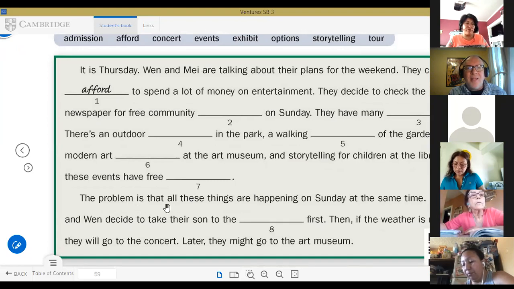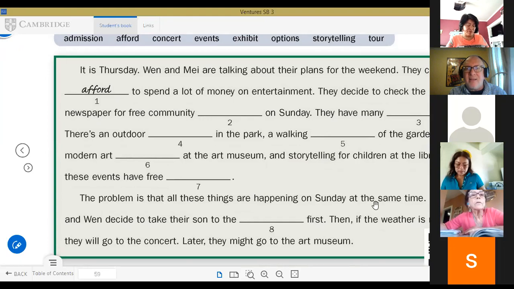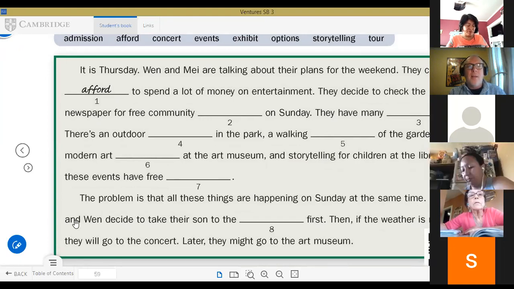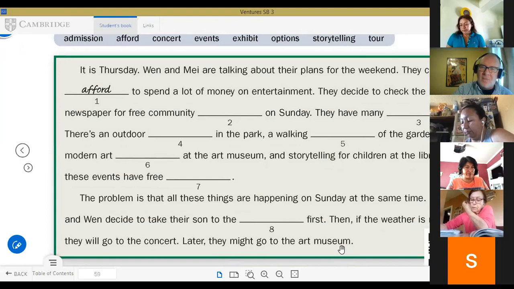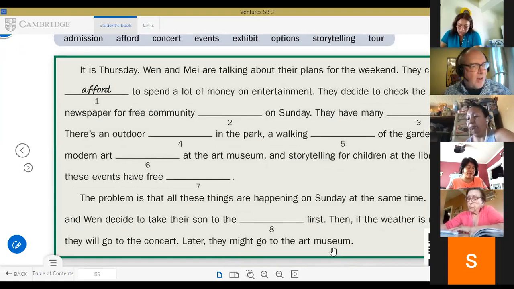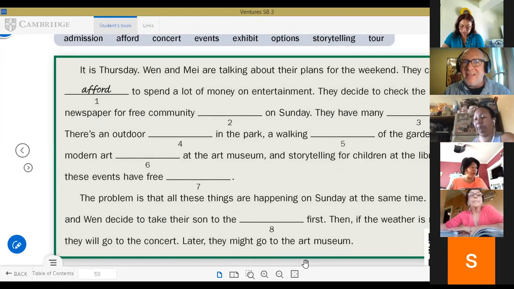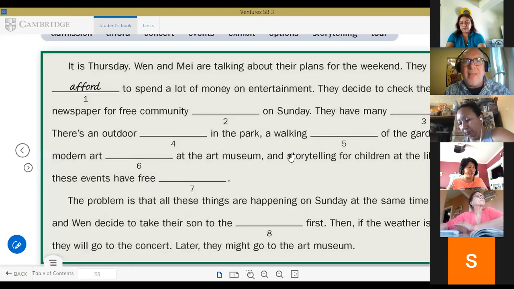All right. Let's see. The problem is that these things are all happening on Sunday at the same time. May and Wen decide to take their son to the storytelling first. Then if the weather is nice, they will go to the concert. Later, they might go to the art museum. Fantastic. All right. No problems? No problem. Okay, let's listen to the story and think about the pronunciation and the spelling here.